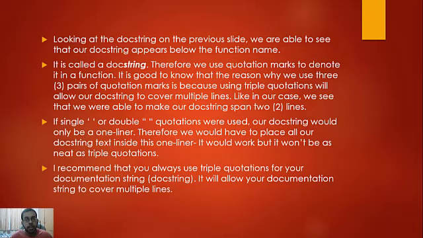Looking at the docstring on the previous slide, we are able to see that our docstring appears below the function name. It is called a docstring. Therefore, we use quotation marks to denote it in a function. It is good to know that the reason why we use three pairs of quotation marks is because using triple quotations will allow our docstring to cover multiple lines. Like in our case, we see that we were able to make our docstring span two lines.